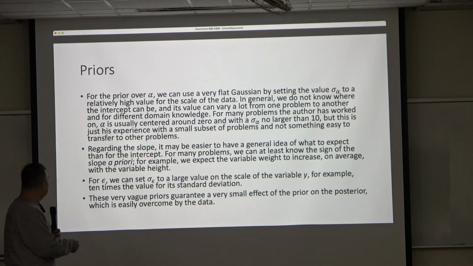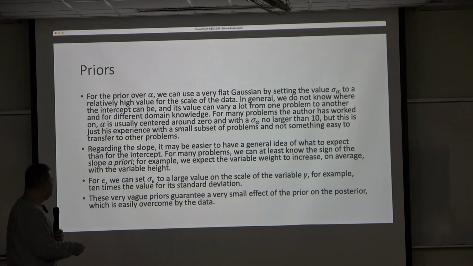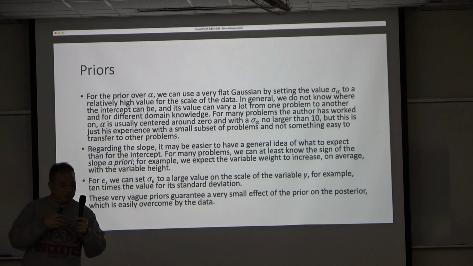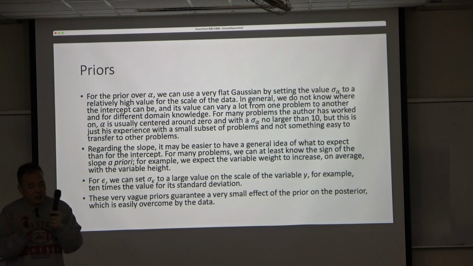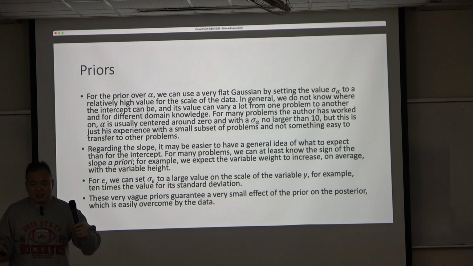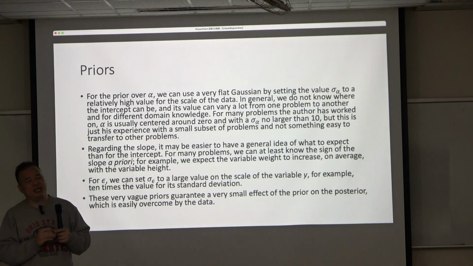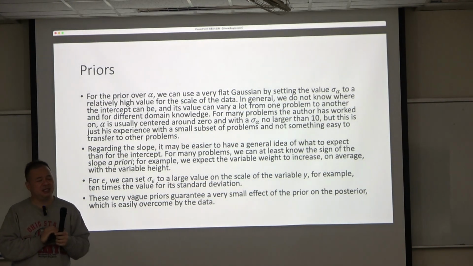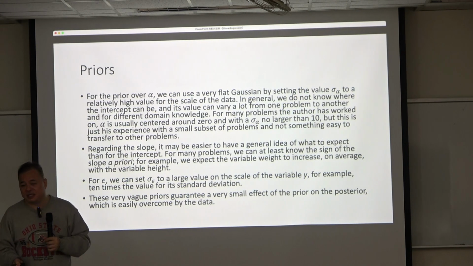But for the slope, it may be easier to have a general idea of what to expect than for the intercept. The intercept, as I said, could be positive or negative, and could range much wider. But for the slope, at least sometimes from a problem we can tell it should be more reasonable to be, for example, positive or negative.